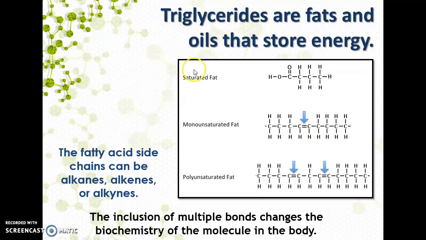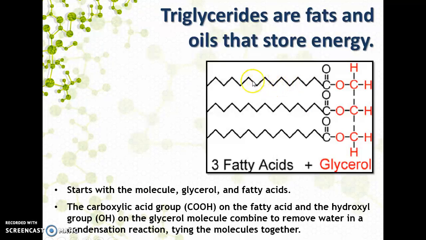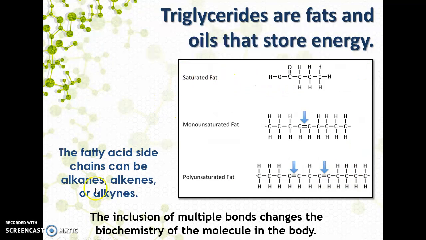In the previous slide I talked about these fatty acid chains right here. They can be alkanes, alkenes, or alkynes. So they can be all single bonds, they can have double bonds, or they can have triple bonds, or a combination of all 3. The inclusion of these multiple bonds changes the biochemistry of the molecule in your body. And you might have heard of saturated fat, monounsaturated fat, or polyunsaturated fat. Saturated fat has no double bonds. It's completely alkanes. It does have a double bond between the C and the O, but all of the carbon-hydrogen bonds are single bonds.